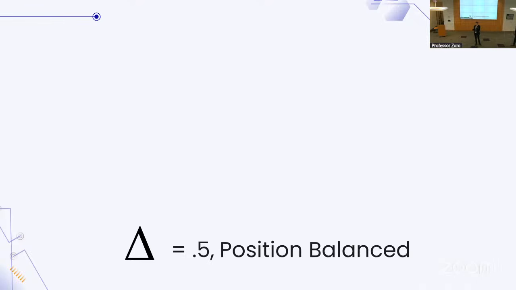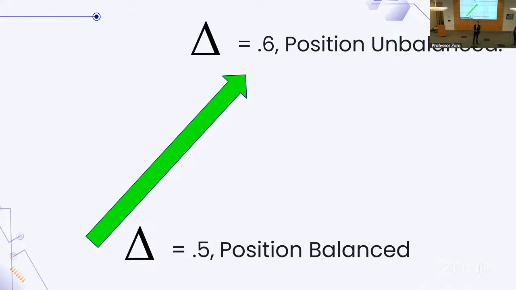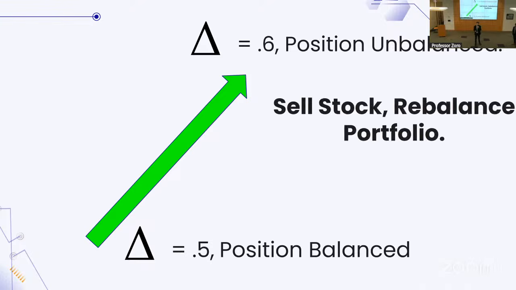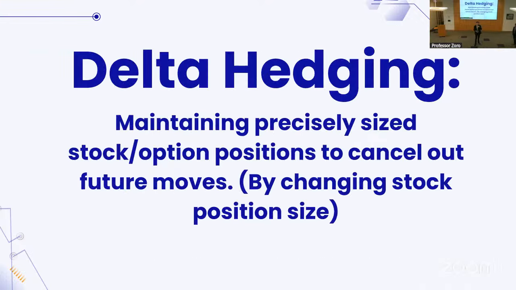So let's play out a real life example. We start down here at a low price. Our delta is 0.5 and our position is balanced. But then our price goes up. Our delta then moves to 0.6, which means our position is not balanced. We need to change the amount of shares we have shorted to maintain our balance and protect ourselves from any price movement. So we short more stock, and now our portfolio is rebalanced. So this is called delta hedging, and it's very important. We maintain precisely sized stock and option positions to cancel out price moves, and that way we're only exposed to volatility. And now we are truly long volatility.